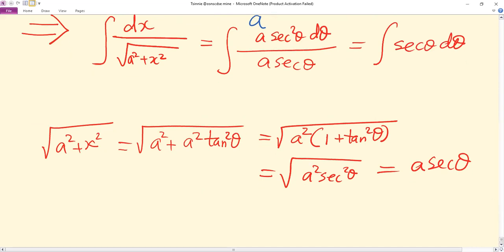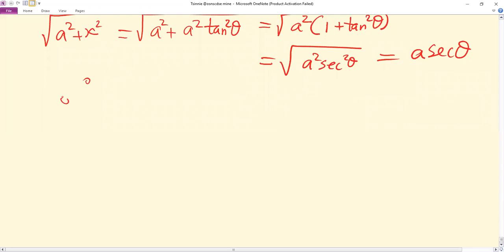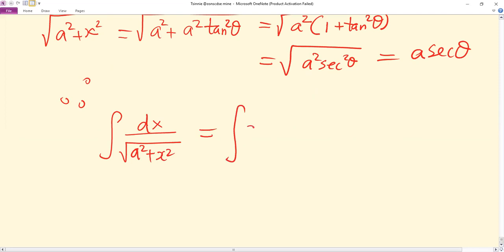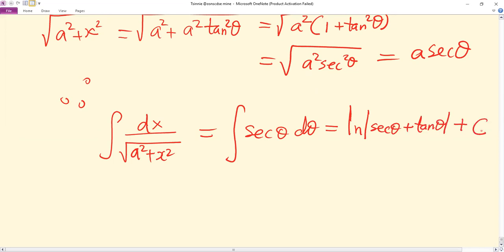So we say, therefore, the integral of dx over square root of a squared plus x squared is the integral of sec theta d theta, which is ln of sec theta plus tan theta. Then you add a constant of integration. But you don't stop here, because theta was not in the question.